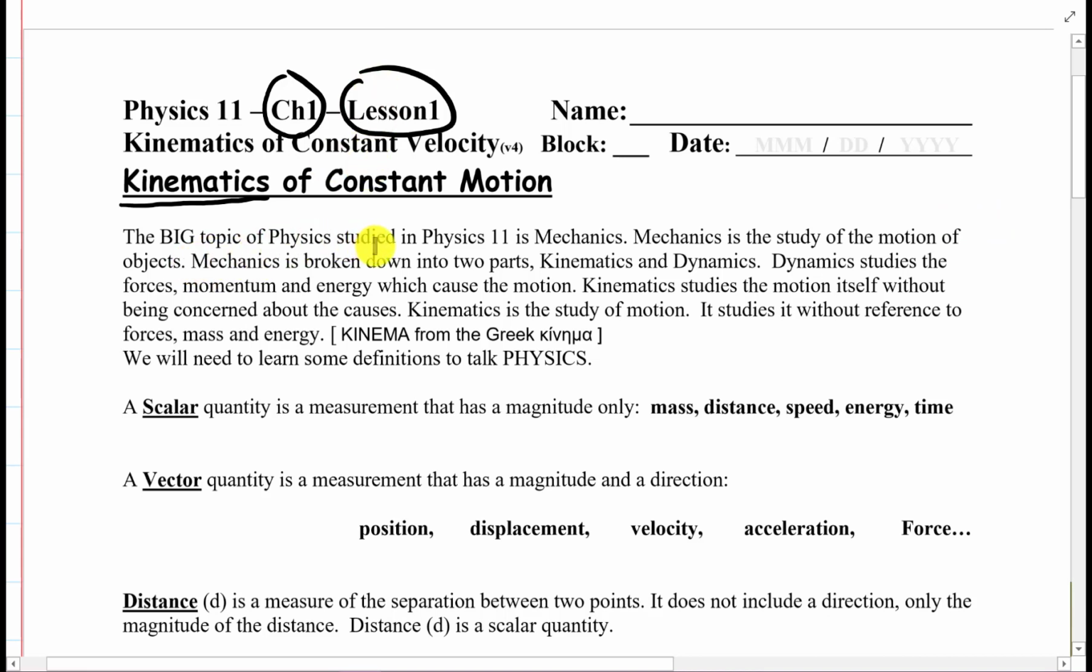The big topic of physics that we're studying in Physics 11 is called mechanics. Mechanics is the study of motion and the objects, and mechanics can be broken down into two parts. The two parts are kinematics and dynamics. These are two different terms.